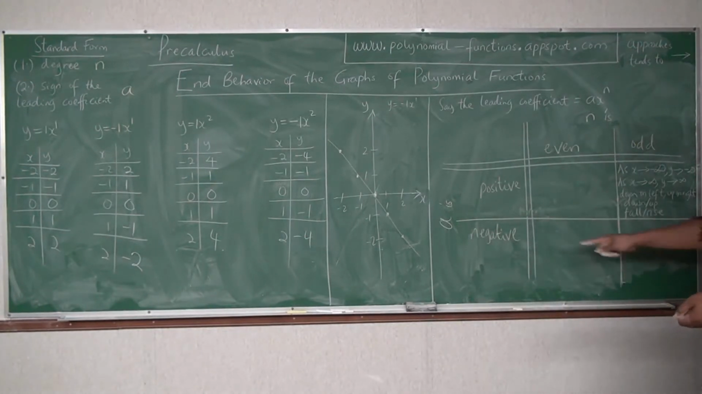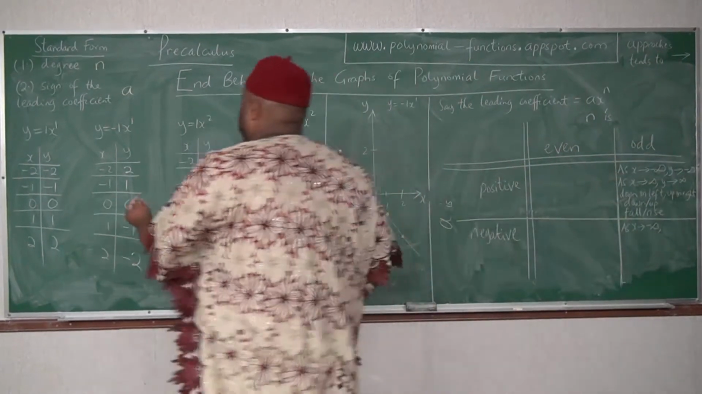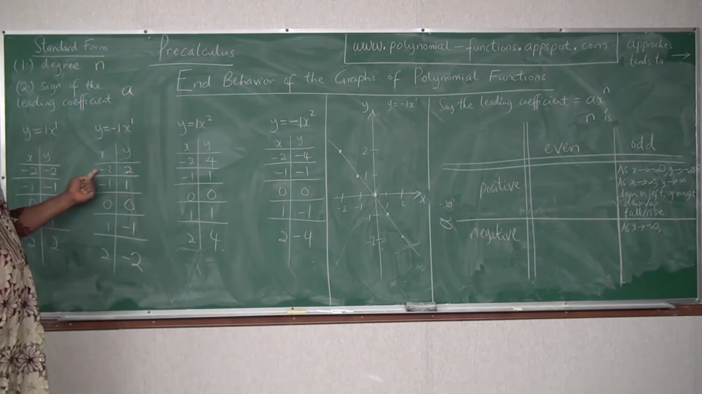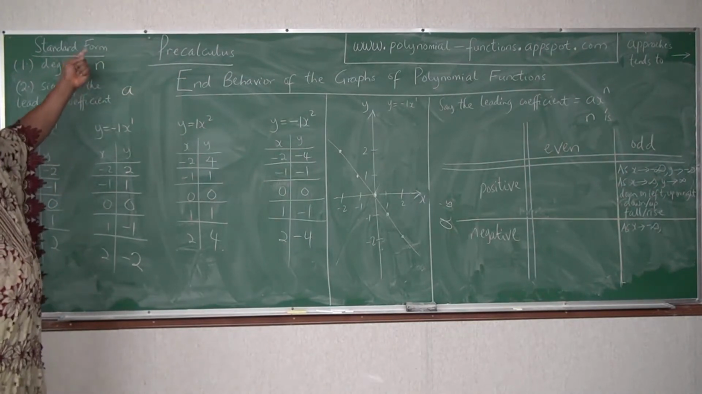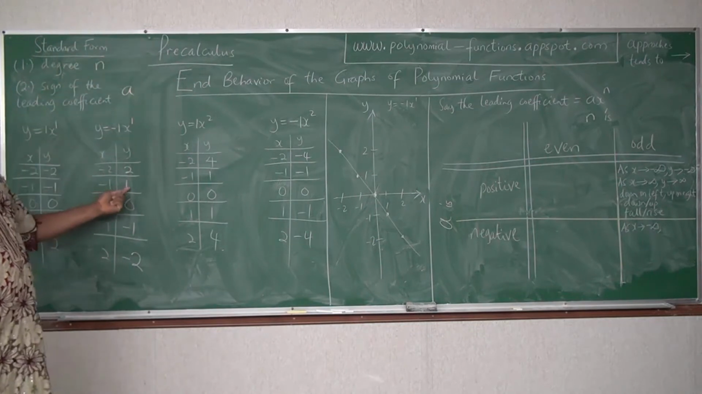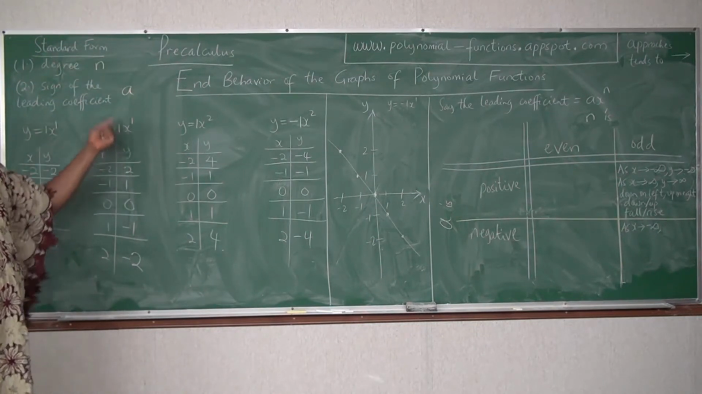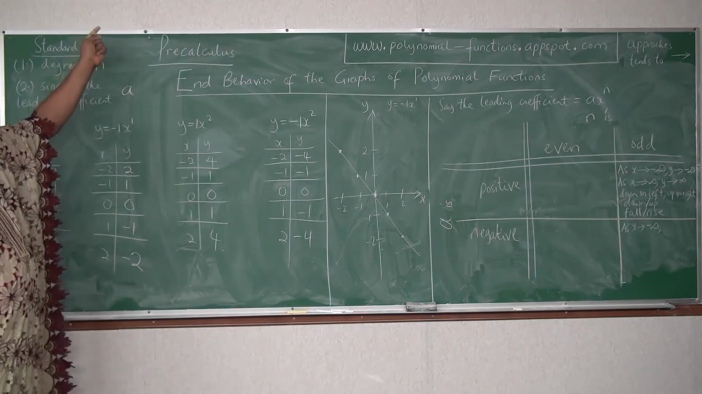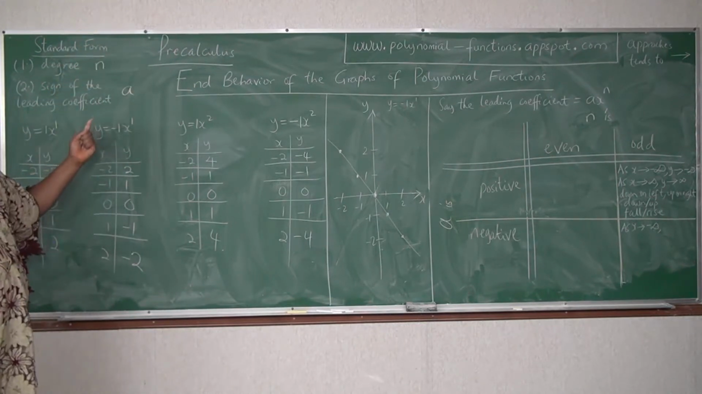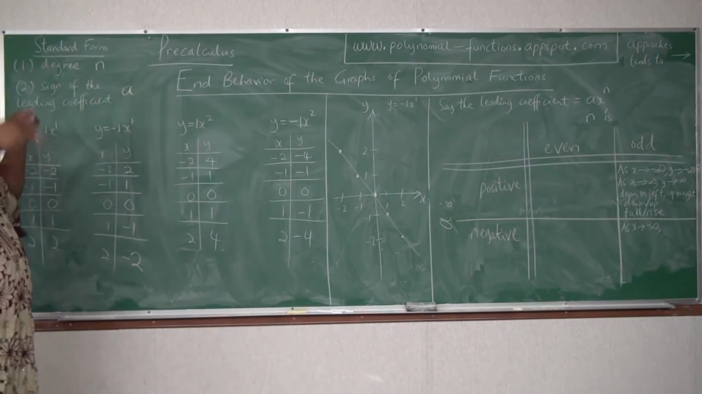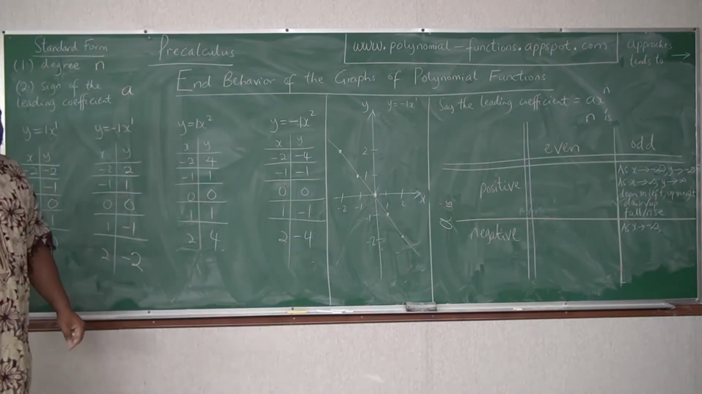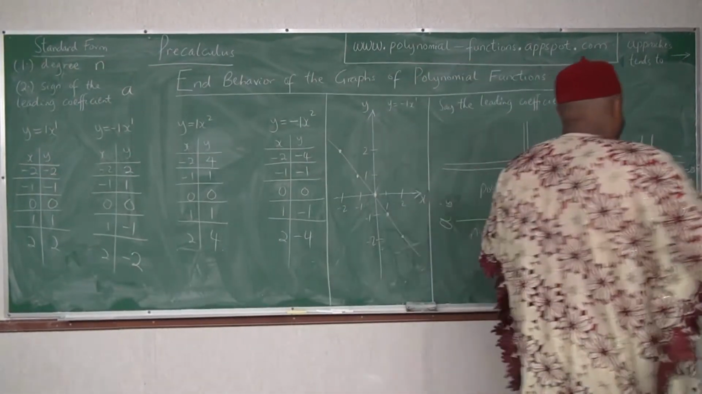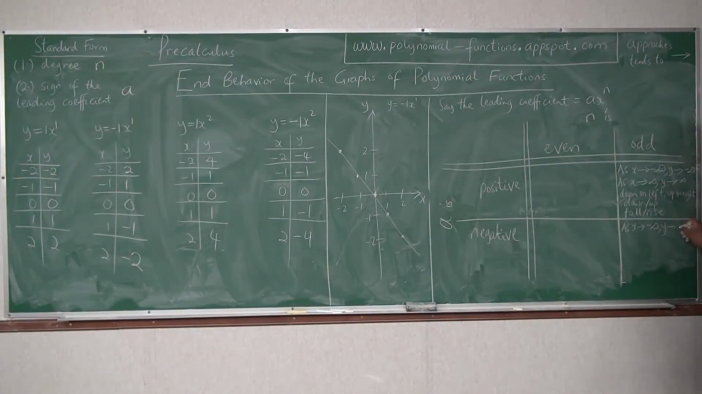So here, still odd, okay? As x approaches negative infinity, negative 1, negative 2, negative 3, negative 4, negative 5, negative 6, negative 7, y will be approaching positive infinity. Okay? As x approaches negative infinity, negative 1, negative 2, negative 3, keeps on, y approaches positive infinity.